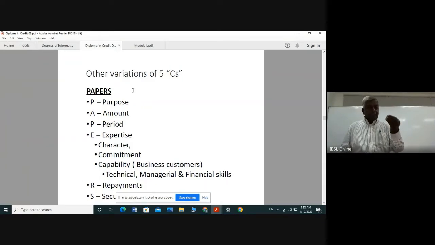Once again, the PAPERS method. P, purpose. A, amount, what amount he requests. P, period, what is the period of the loan. E is expertise: his character, his commitment, his capability, especially for business customers, his technical, managerial and financial skill. R, repayment, and finally, security or collateral. As I told you, you can use this even for consumer credit customers as well as small business customers to evaluate their credit request.